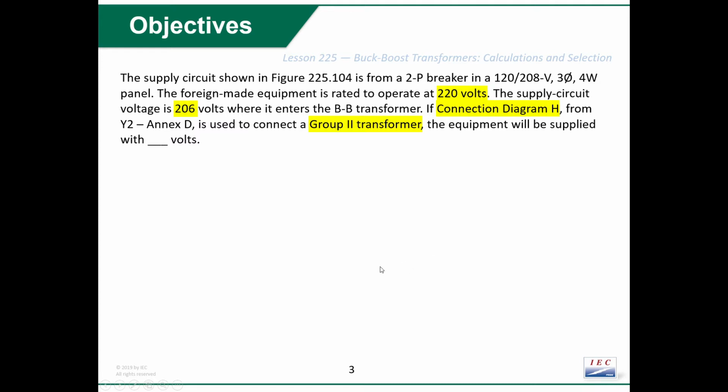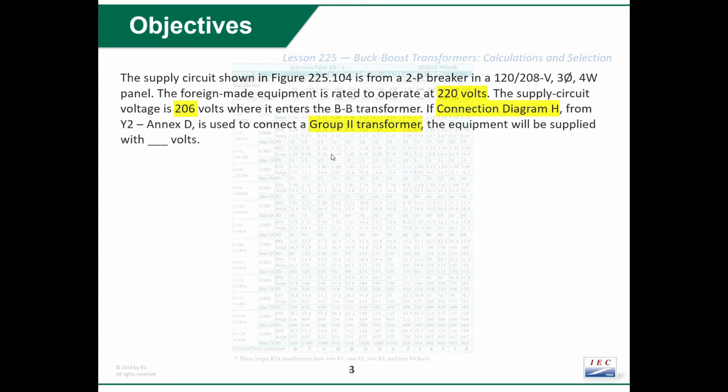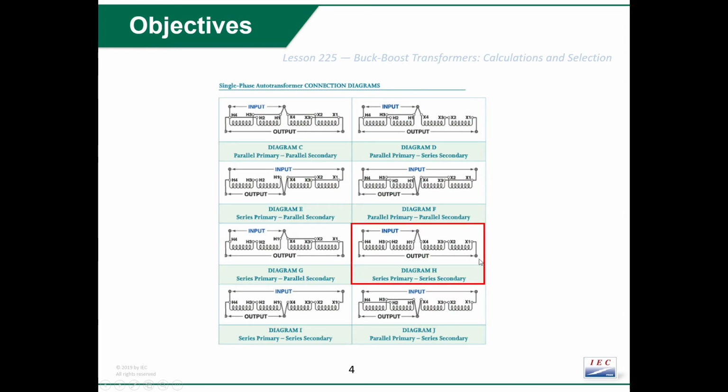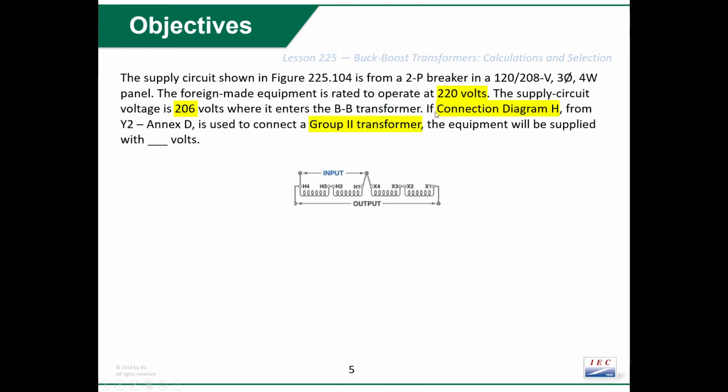So let's jump over to check that Annex D again. Let's see what the Group 2 transformer says here. If you notice, we have a 120/240 primary, 16/32 secondary. And then last thing, let's check what diagram H looks like, and this is what we have here, right? So let's drop back and just put that info on our sheet here. So basically we're going to have our input connected here and here. That's going to be 206 volts, right? Output, we don't know what it's going to be. We need to calculate that, but we're hoping it's around 220, right?